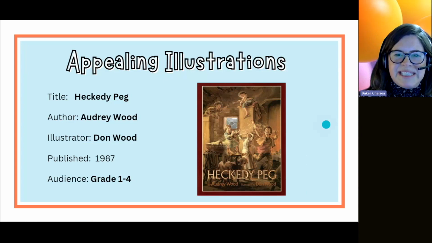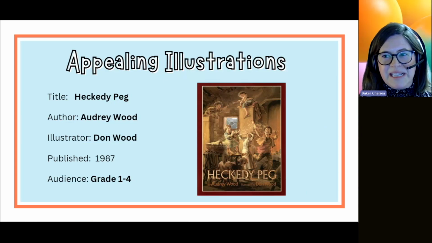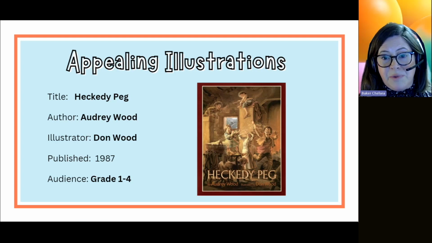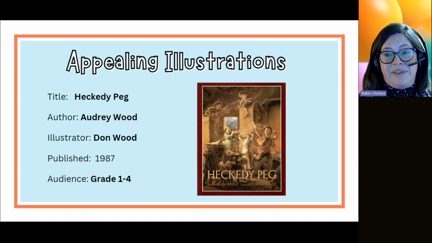Appealing illustrations continued. Another really old classic witch story here, Hecate Peg by Audrey and Don Wood, published way back in 1987. I love reading this one out loud to grades 1 to 4 because there's a fantastic witch voice, and the mother's voice too is very good.